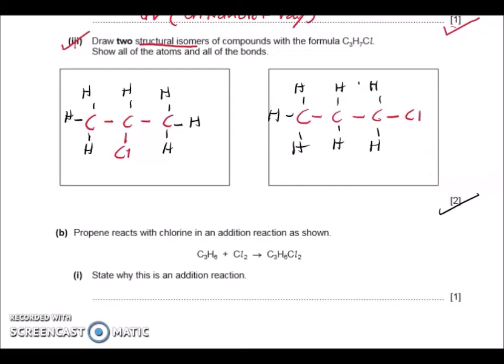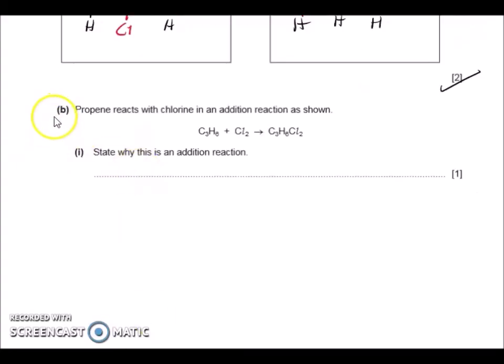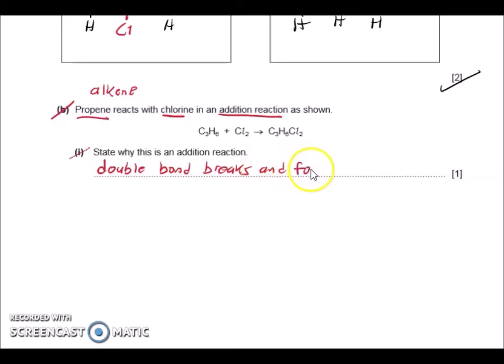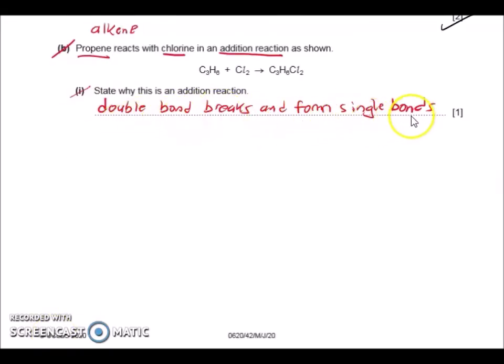Now we move on to another question, part B. Propene. This is an alkene, different from the question before. It reacts with chlorine in an addition reaction. The question is, why is it addition? State why this is an addition reaction. Because the double bond breaks and forms single bonds. So the double bond breaks and forms single bonds. So this is one mark.